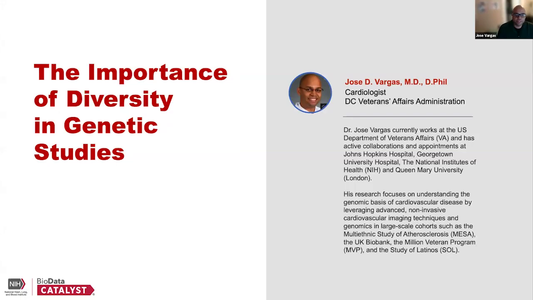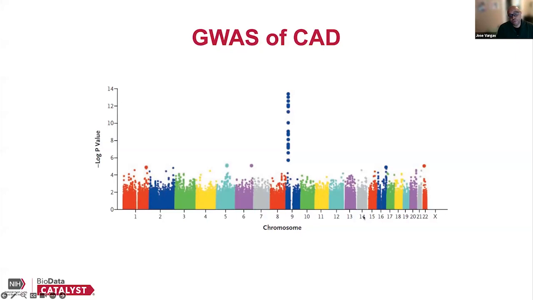of diversity in genetic studies. Now, you will remember this figure that I presented before. This shows a highly replicated region in chromosome 9 that is significantly associated with coronary artery disease, even surpassing the Bonferroni threshold, which in this particular case would be a line across here at 8, based on the representation of the p-value. And that has been greatly replicated in many, many studies.